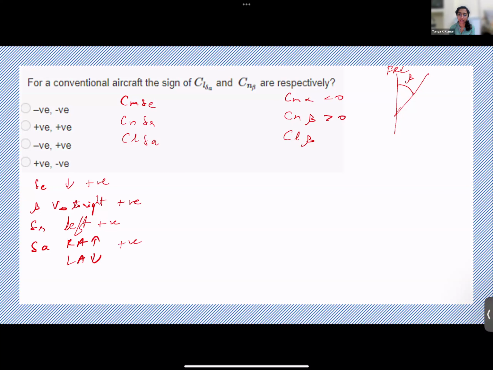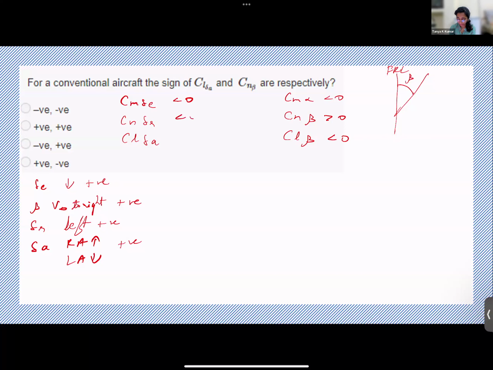CL beta will be less than 0. Now look at the control derivatives. If I deflect my elevator down, does it produce positive or negative pitching moment? Negative, right? So this will be negative. If I deflect my rudder to the left, does it produce positive or negative yawing moment?